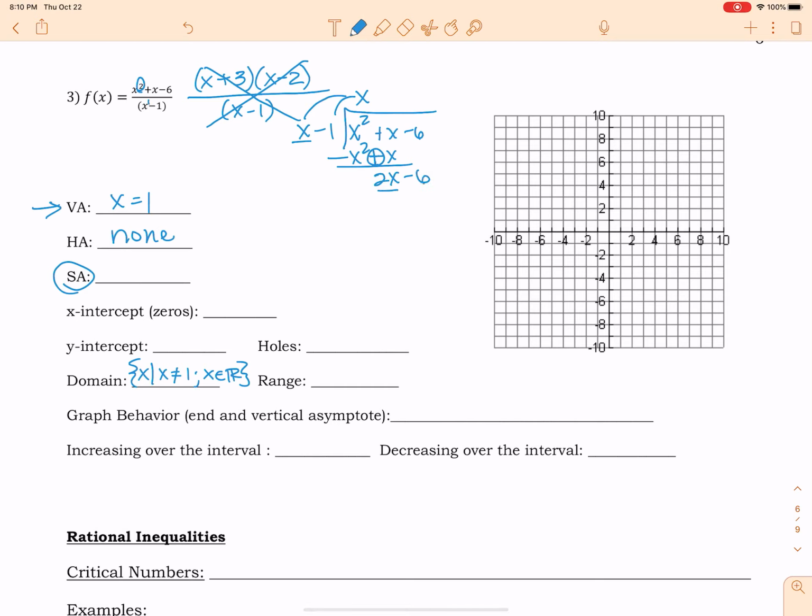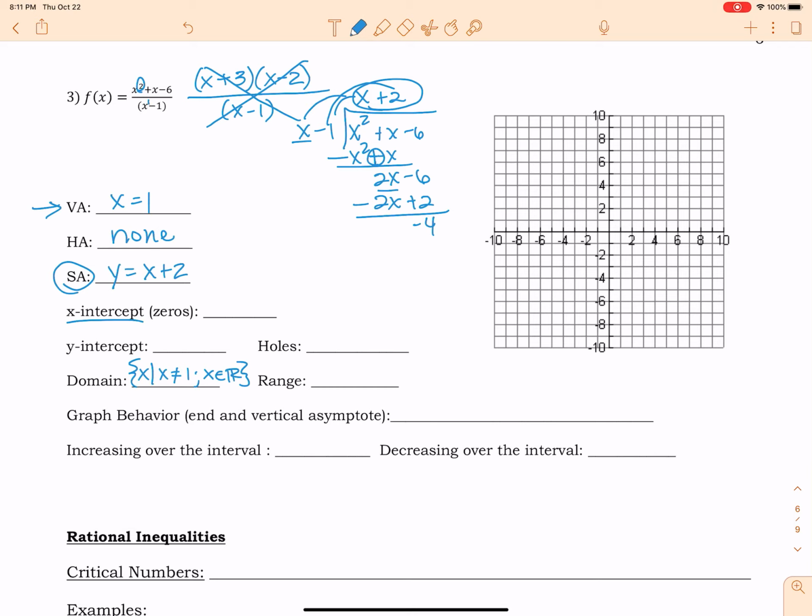X times what gives me 2x? Well, that would be a 2. So I've got 2 times x, and then 2 times negative 1. Change the signs. Don't really need anything after that. That's all I care about. I've got y equals x plus 2. That's my slant asymptote.